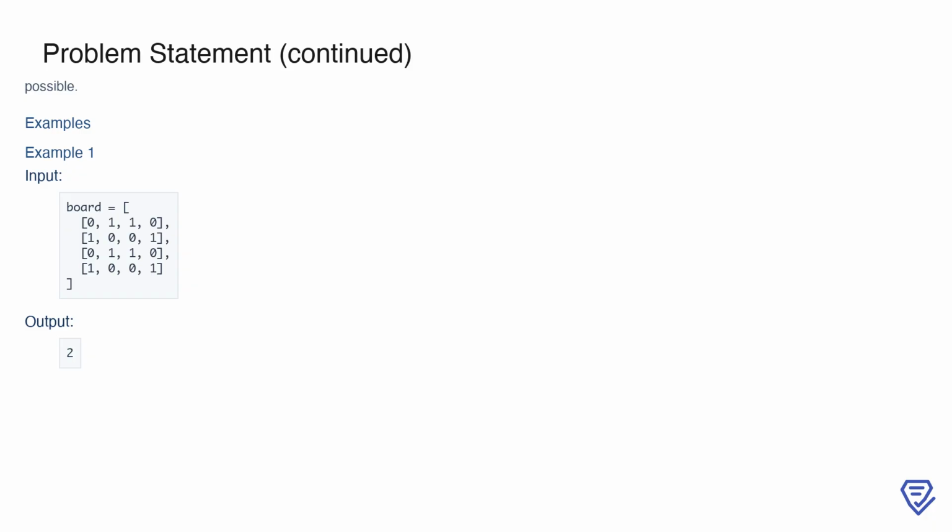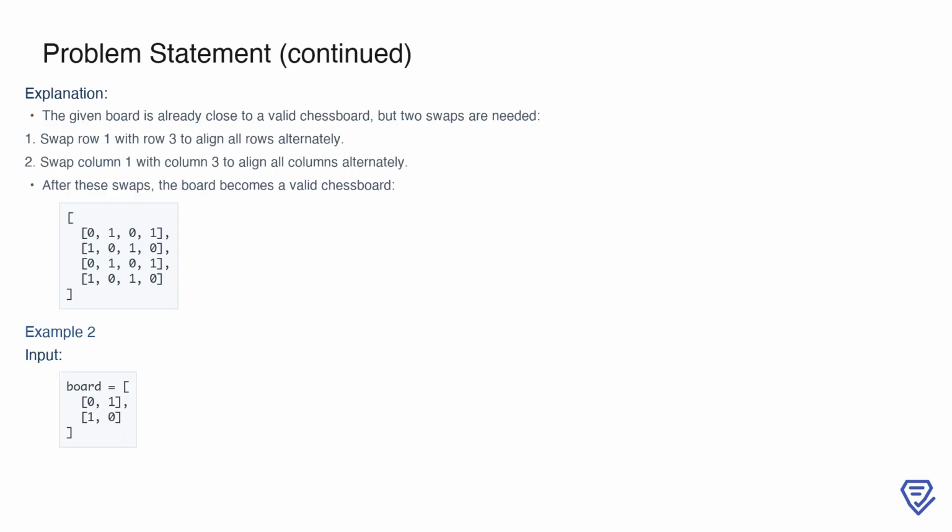In the first example, we are given a 4x4 board as input. The matrix is shown here, and the output for this board is 2. This means that we can transform the given board into a valid chessboard with just 2 swaps. Now, we'll delve into the explanation of how these swaps achieve the desired result. For the first example, the explanation shows the steps required to transform the board.